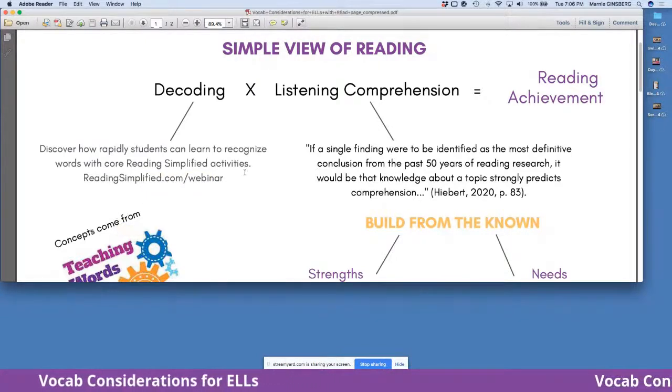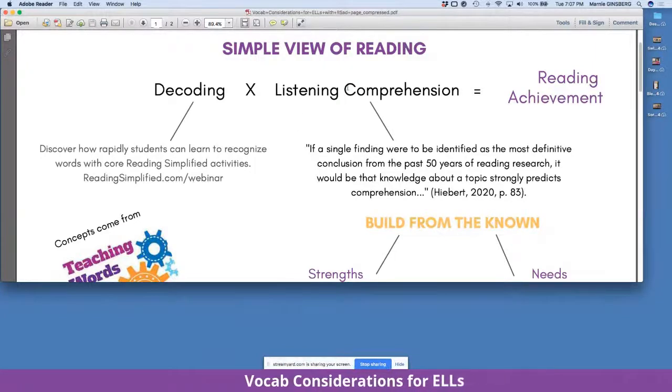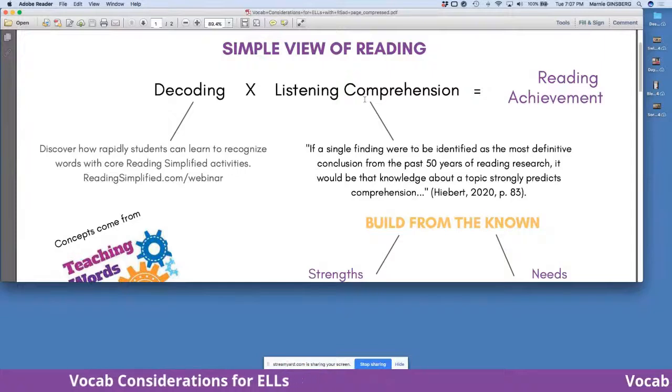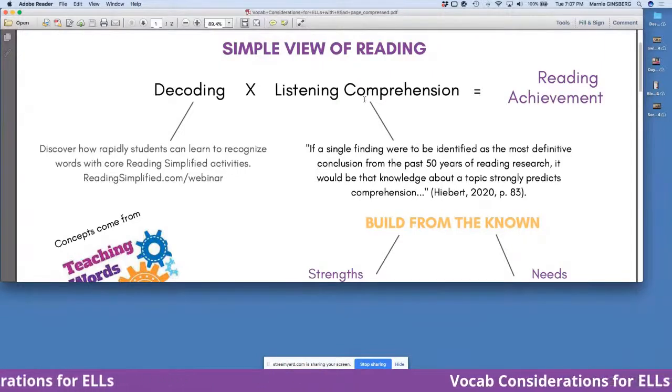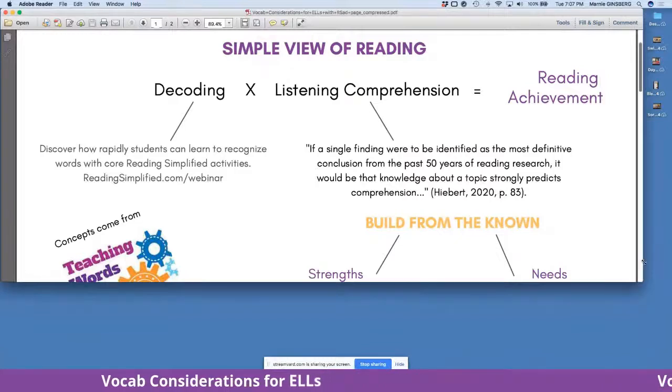But tonight we're really focusing, and in this whole series about vocabulary, we're focusing more on the other domain of the simple view of reading, the listening comprehension. And it's particularly about what kids know.